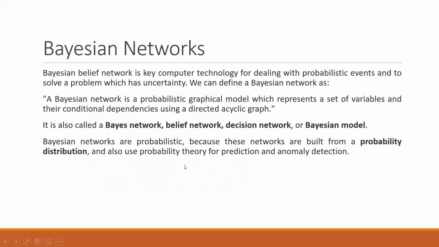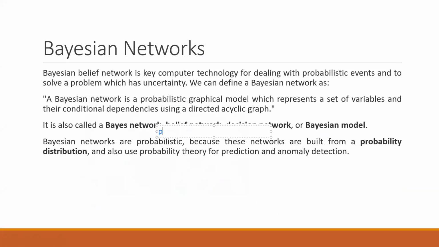So next we have the third one, that is the Bayesian networks. Now, what is a Bayesian network? As the name suggests, it is derived from the Bayes theorem. In mathematics, we have already studied what a Bayes theorem is, so let us have a quick revision.